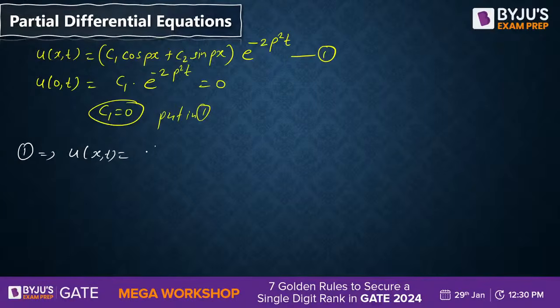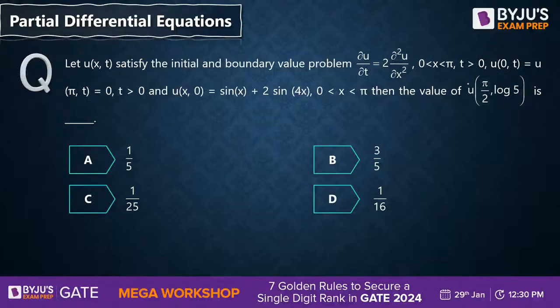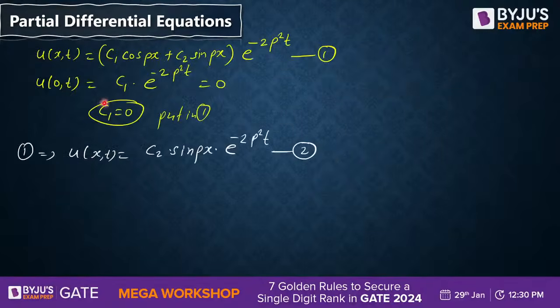C1 is 0. So C2 sin px e to the power minus 2 p square t. This is my equation 2. Now I am again putting one more condition: U of pi comma t is 0. So put x equal to pi.